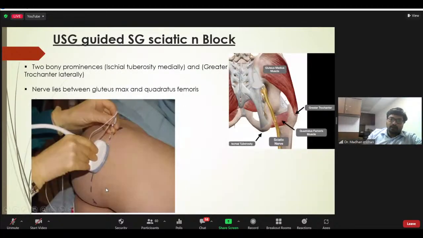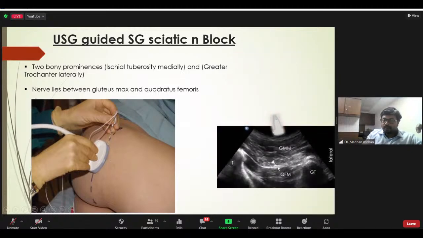So coming to the USG guided sciatic nerve block, again you need a curvilinear probe. Usually the depth of this nerve at this level will be some 6 or 7 centimeters. With the linear probe it will be very difficult, unless you have a very thin individual or a pediatric patient. Again, you put the probe, identify the 2 bony landmarks, mainly the greater trochanter and ischial tuberosity, and you keep the probe in between both, and you will get the picture like this. So this is the sciatic nerve, and this is the gluteus maximus muscle, quadratus femoris muscle, and the nerve is lying sandwiched between both. Your needle can come either in plane or out of plane and deposit the drug around the sciatic nerve.